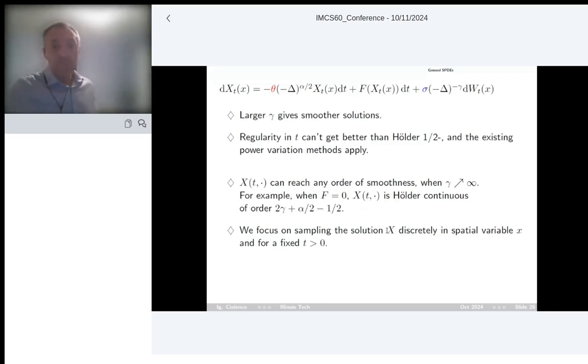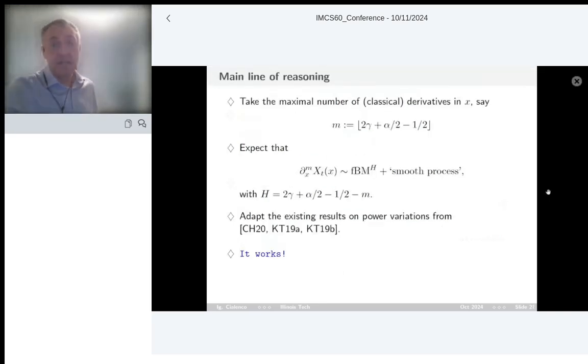So what do I do? As I just said, it's not possible to apply the previous scheme because things will just be equal to 0. It's a trivial variation. But I can probably take first derivatives, for example m derivatives, where m is the highest classical derivative that I can take in X. Gamma is fixed, whatever this number is, I'll take that many derivatives.